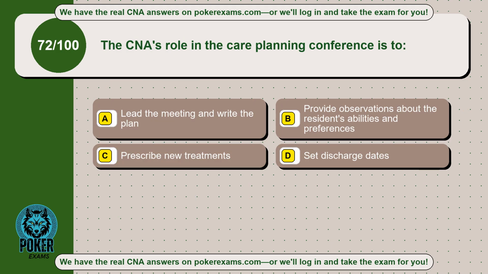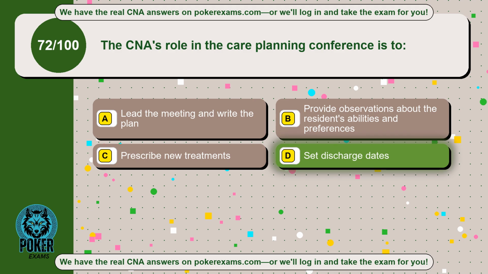Question 72. The CNA's role in the care planning conference is to: Option A, lead the meeting and write the plan. Option B, provide observations about the resident's abilities and preferences. Option C, prescribe new treatments. Option D, set discharge dates.